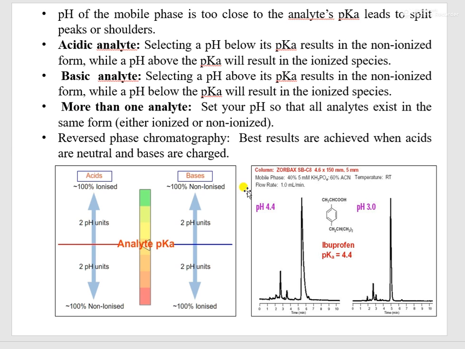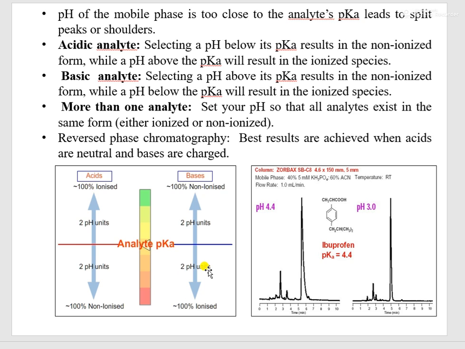So this diagram depicts that this is the acidic region and this is basic region. So if samples are acidic in nature, in acidic region they will be non-ionized, and in basic region they will be ionized, and bases will remain non-ionized in basic region, and they will remain ionized in acidic region. So depending upon requirement you have to set pH.